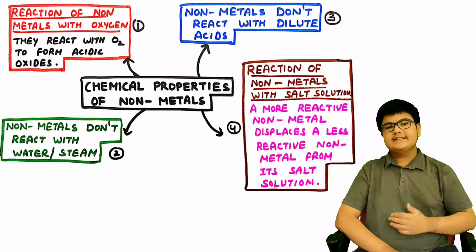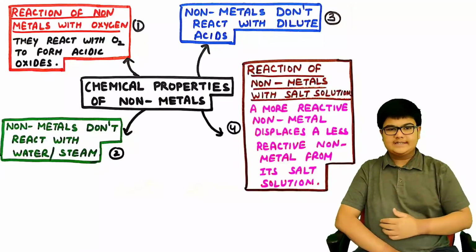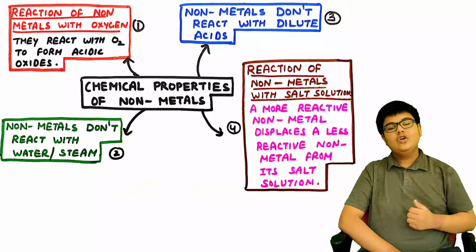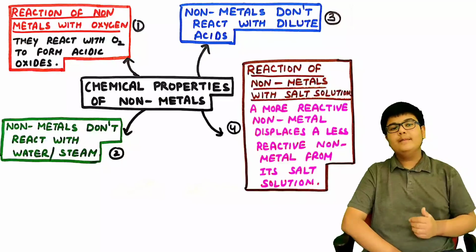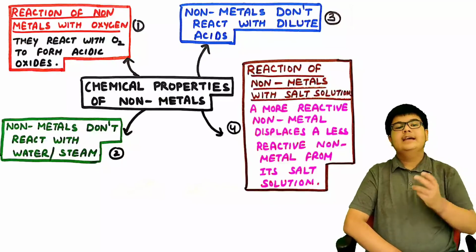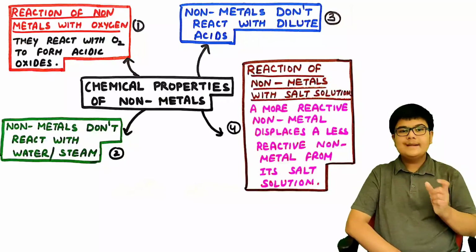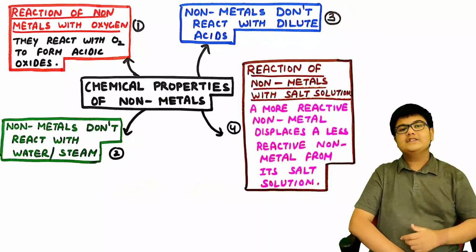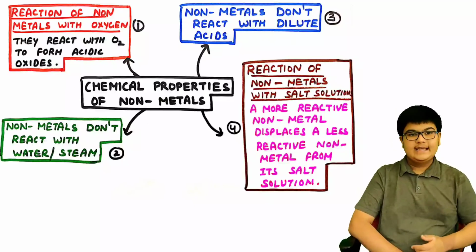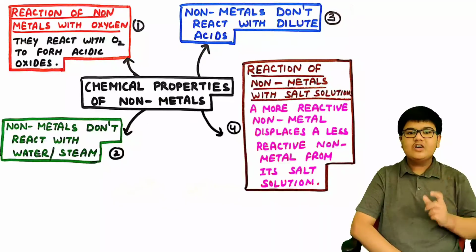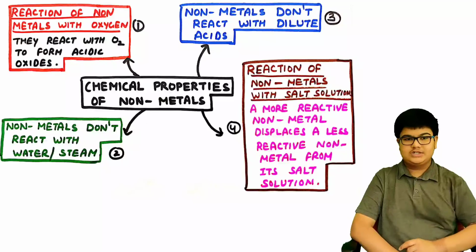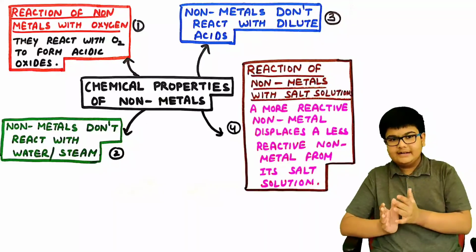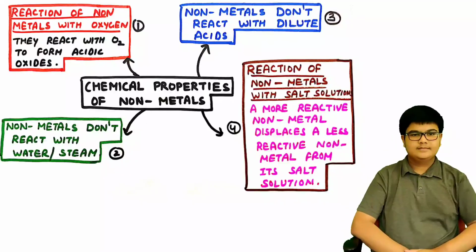So now let us discuss the chemical properties of nonmetals. First, reaction of nonmetals with oxygen. Nonmetals react with oxygen to form acidic oxides. Second, nonmetals don't react with water or steam. Third, nonmetals don't react with dilute acids. And fourth, reaction of nonmetals with salt solutions. A more reactive nonmetal displaces a less reactive nonmetal from its salt solution.